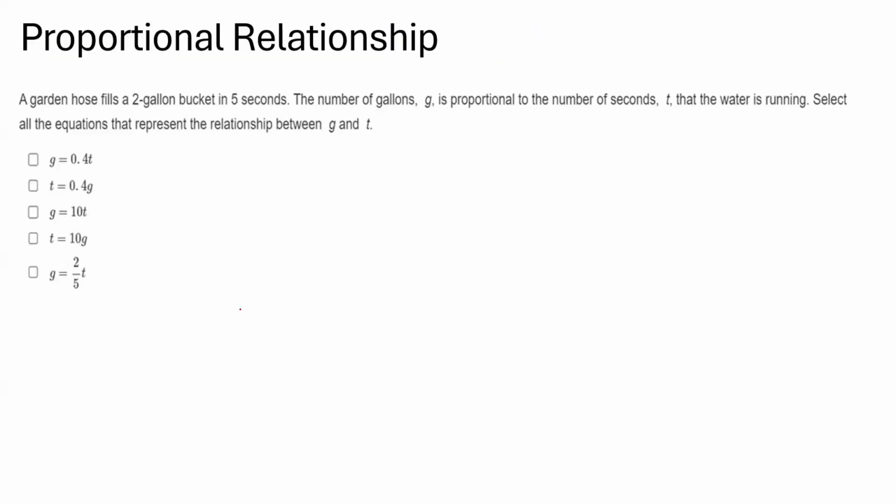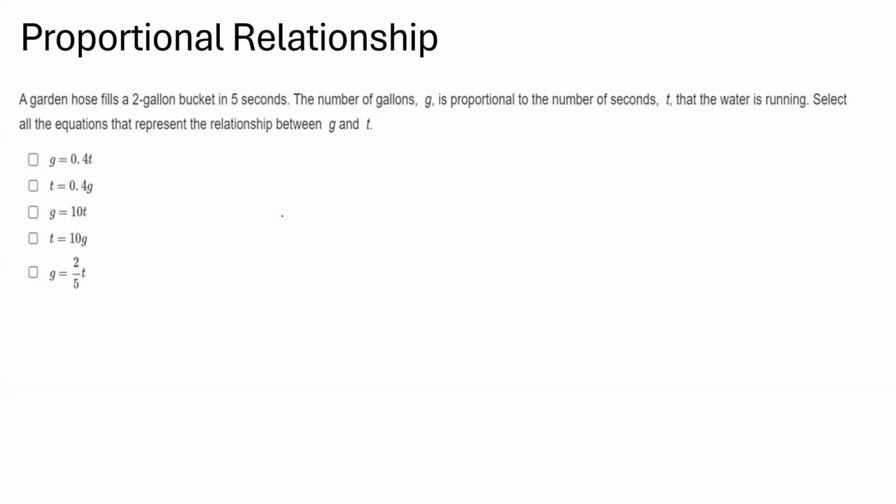Here we have another problem that involves a proportional relationship. It says a garden hose fills a 2-gallon bucket in 5 seconds. The number of gallons G is proportional to the number of seconds T that the water is running. Select all the equations that represent the relationship between G and T. So in order for us to answer this question, we must know what a proportional relationship equation looks like.